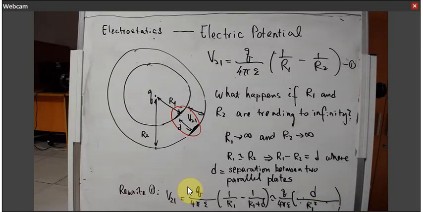And look, what happened now? You have D divided by R1 square. And what is Q divided by 4 pi epsilon R1 square? It's just the electric field, E. So we have worked out a very important relationship between two parallel plates. The voltage between two parallel plates is E times D.